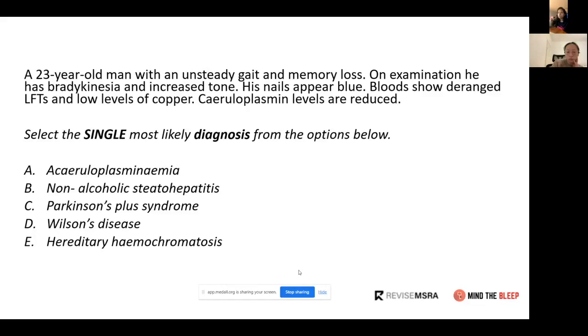Okay. So the answer for this question is Wilson's disease. If you read the question, it's a 23-year-old person, so it's less than 40. And they have unsteady gait, memory loss, a bit of neurological findings, and also their liver function test is deranged and they've got a low copper level. That should already tell you that it's Wilson's disease.